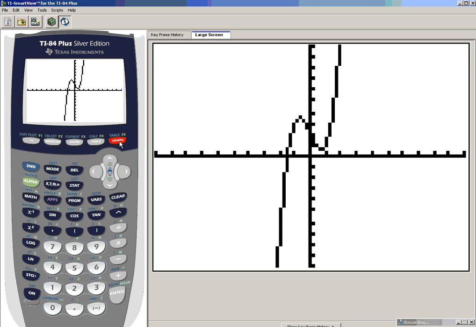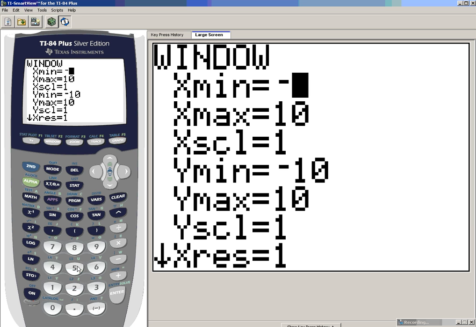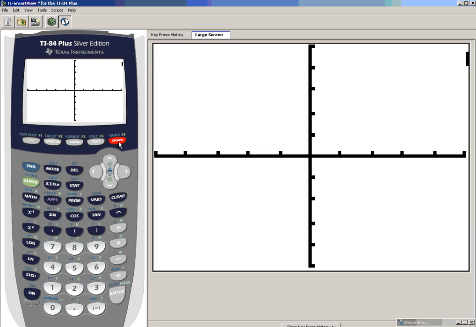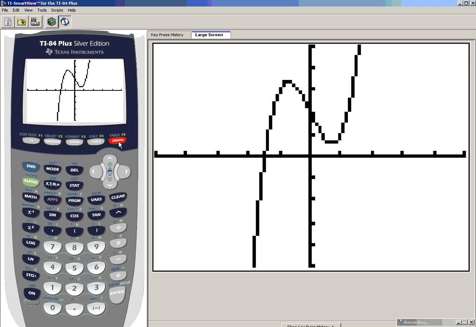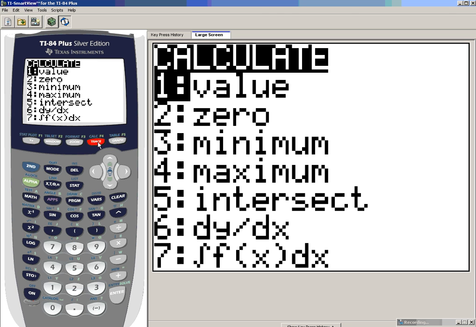Okay, we can see pretty clearly from our graph. I'm going to change my window here to spread it out a little bit more so we can see it a little bit better. Now from our graph, we can clearly see that there is only one x-intercept, which means that this equation only has one real solution. To identify that solution on the calculator, you're going to hit second function and your trace key to get into your calculate menu.